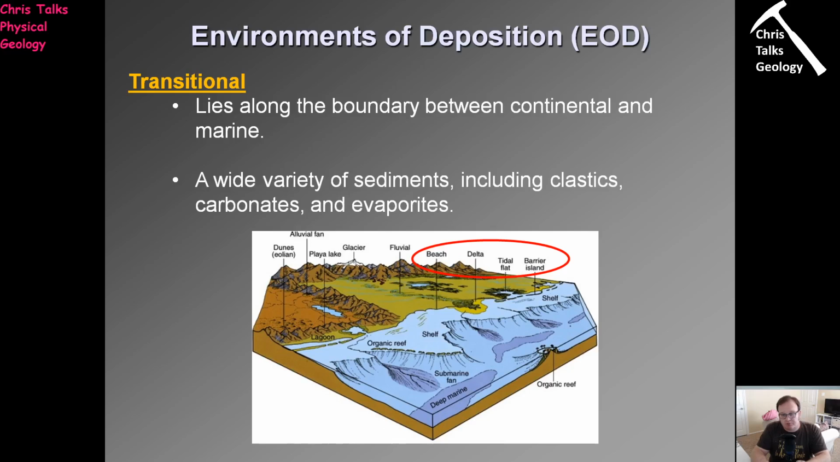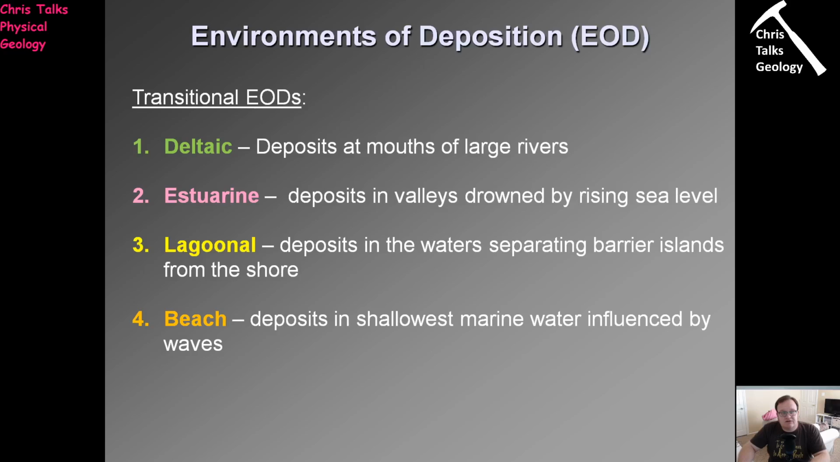Transitional or intermediate environments lie along the boundary between continental and marine environments. So there's a wide variety of sediments in these environments. You get clastic sediments, muddy sediments, sandy sediments. You can get some carbonates forming, and you can also get evaporites forming. So it's a bit of a mix. We're going to look at 4 environments of deposition: deltas, estuaries, lagoons, and beaches.